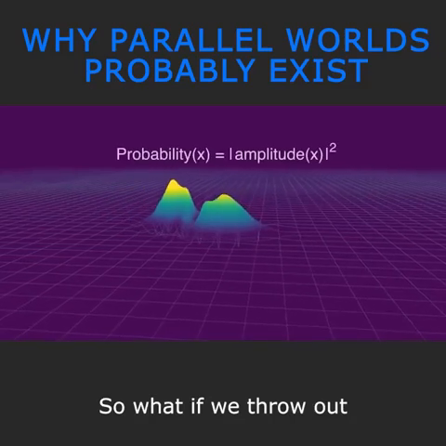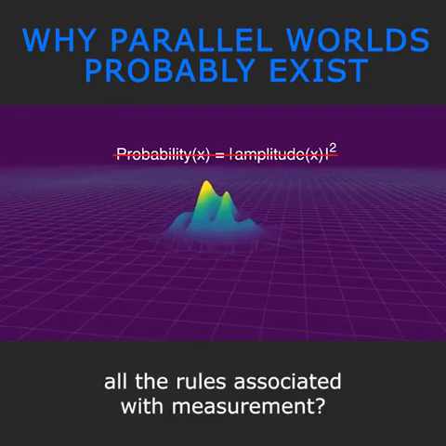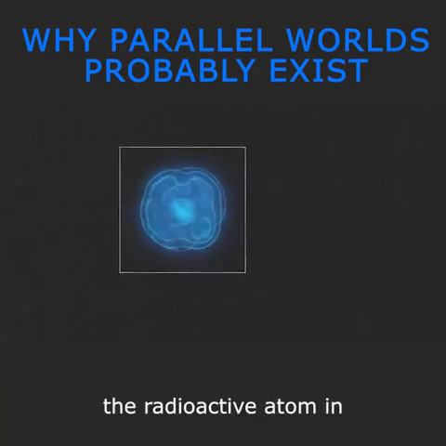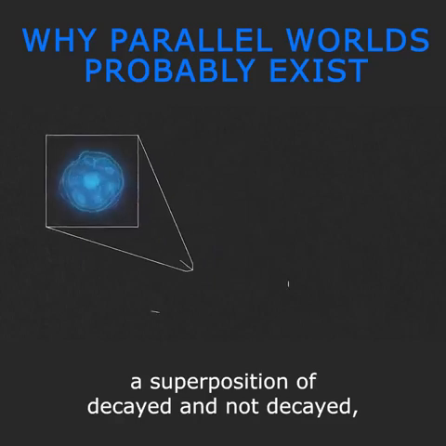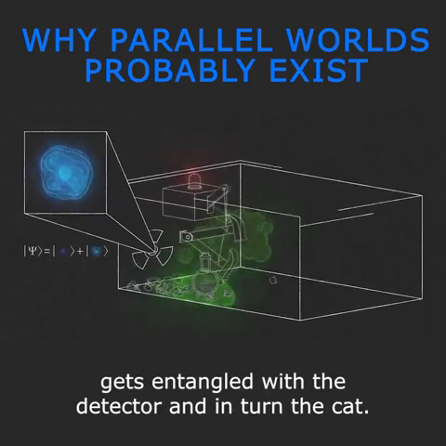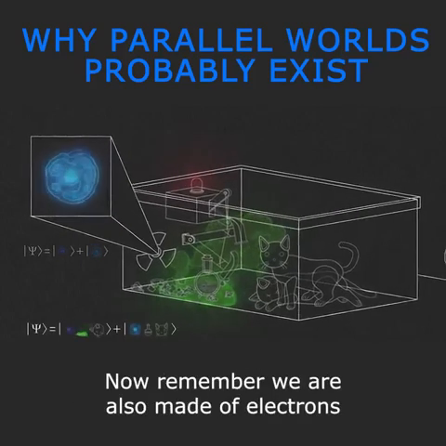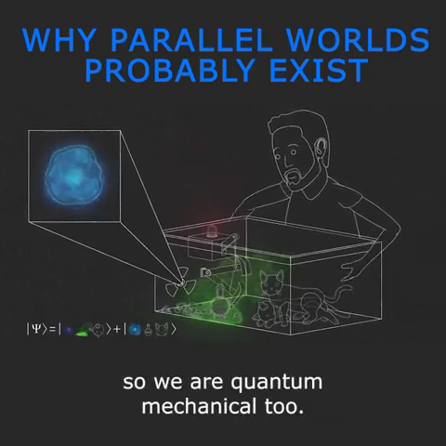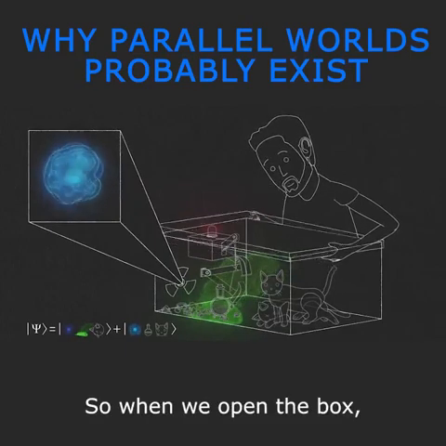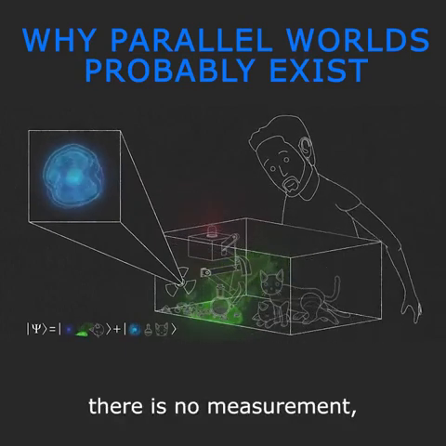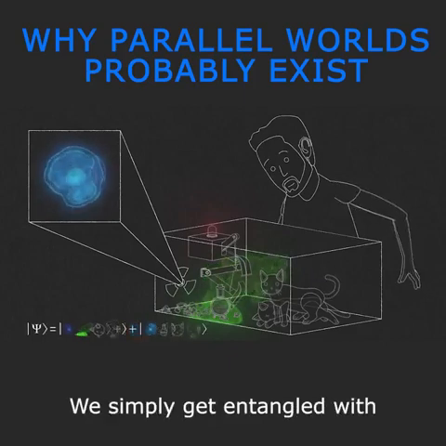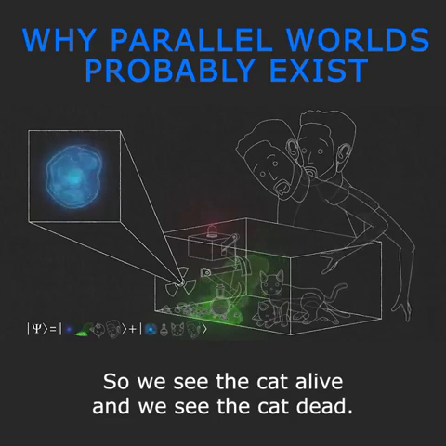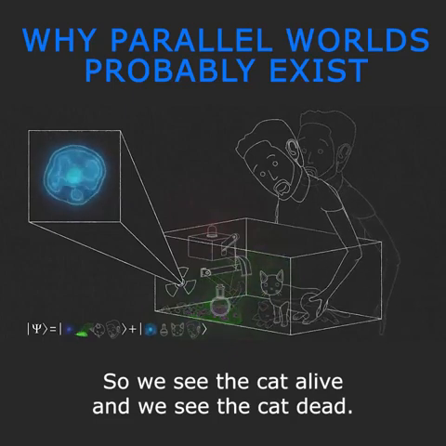So what if we throw out all the rules associated with measurement? Well then, in the Schrödinger's cat thought experiment, the radioactive atom in a superposition of decayed and not decayed gets entangled with the detector and in turn the cat. Now remember, we are also made of electrons and atoms which obey the laws of quantum mechanics, so we are quantum mechanical too. So when we open the box, there is no measurement, no wave function collapse. We simply get entangled with the state of everything inside the box. So we see the cat alive, and we see the cat dead.